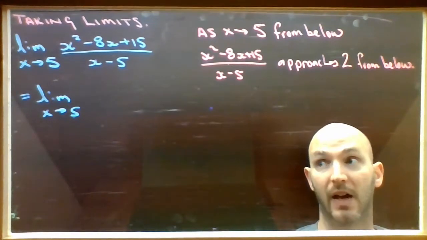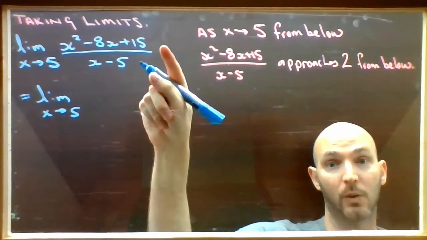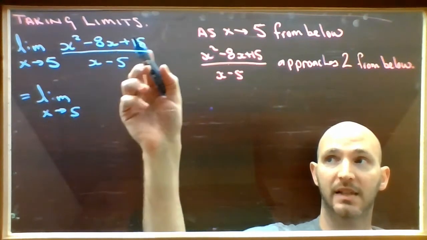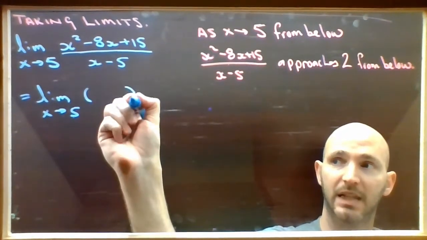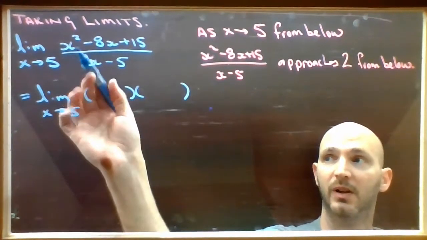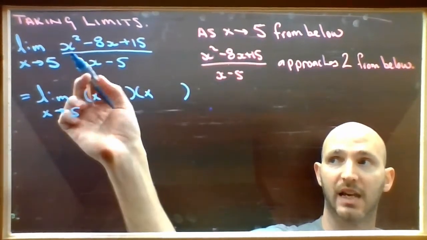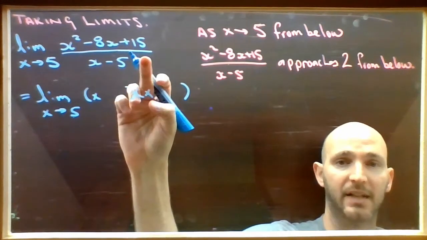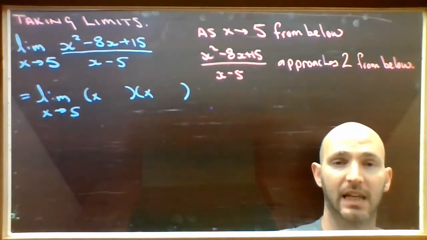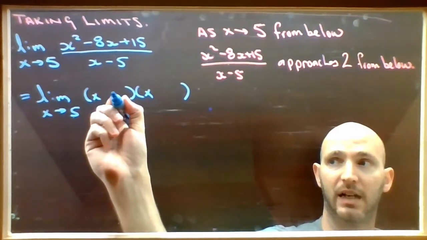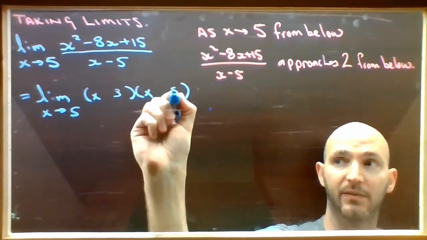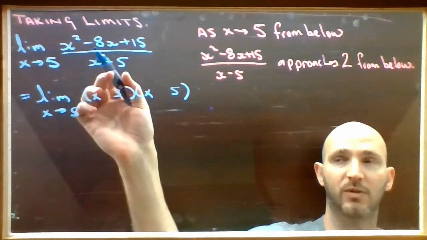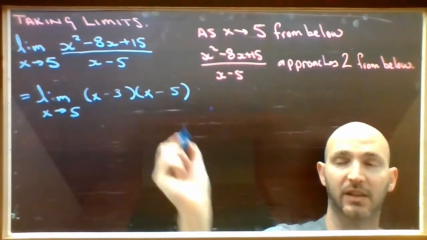If you were really good at factoring in grade 10, you may have already noticed this thing up here factors cleanly. X squared minus 8x plus 15. If I split that into two binomials, I need x times x to get x squared. And I need two numbers that multiply to 15 and add to negative 8. Well, that would be 3 and 5, because 3 times 5 is 15 and 3 plus 5 is 8. And in order to make it negative, I just have to make those negative there.